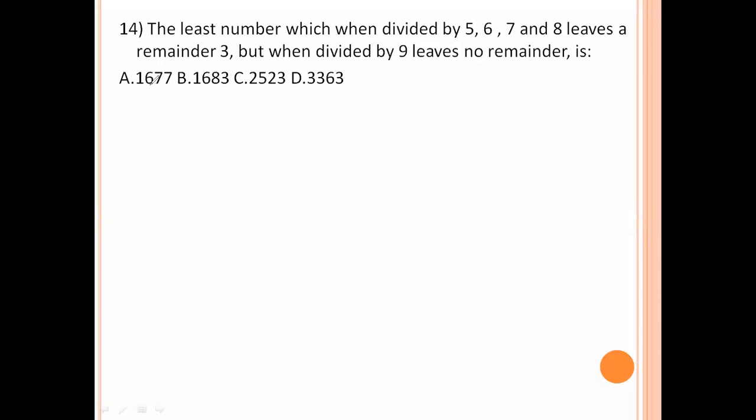So see, which number is divisible by 9 first? 9 times 1 is 9, carry 7, 77, 9 times 8 is 72, carry 5, 57. So 57 is not divisible by 9. 78, 9 times 8 is 72, carry 6, 63, 9 times 7 is 63. It is divisible by 9. So divide by 5, we get remainder 3. 6 times 2 is 12, carry 4, 48, 6 times 8 is 48, remainder 3. 7 times 2 is 14, carry 28, 7 times 4 is 28, remainder 3. 8 times 2 is 16, remainder 3. So option B is the right answer.